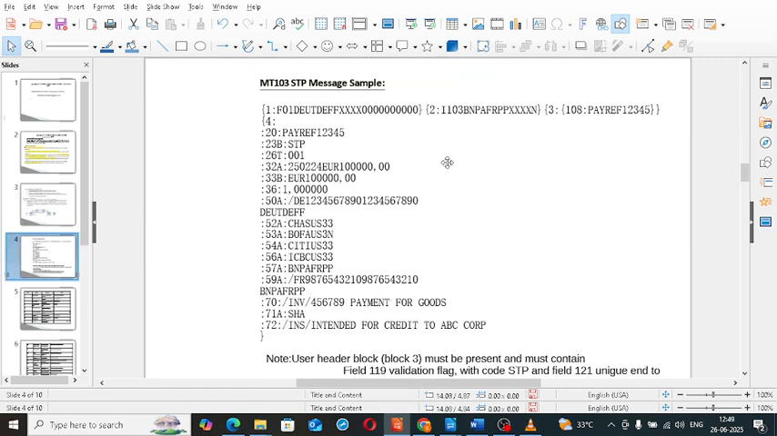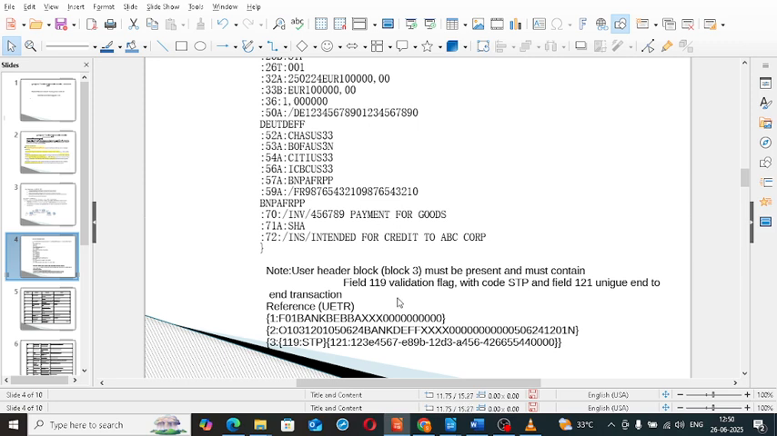Next, we will look at one sample message. See, you can easily find the MT103 STP message. Field 23B, they always mention as STP. And field 26T, the transaction type code, is also mentioned. These two fields are mandatory fields. Another one you can find, just see this example: user header block 3, you can see 119 STP. If they mention 119 STP, that means it is an MT103 STP message.